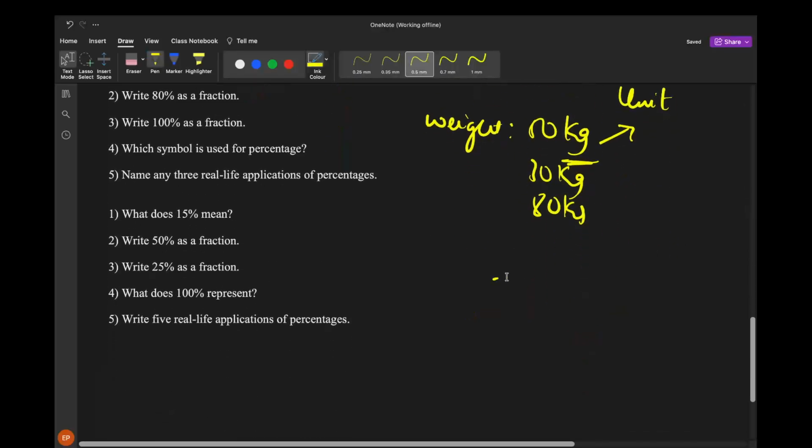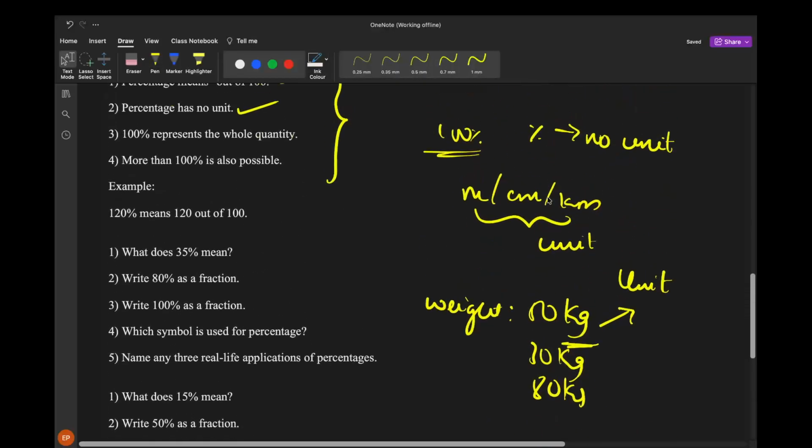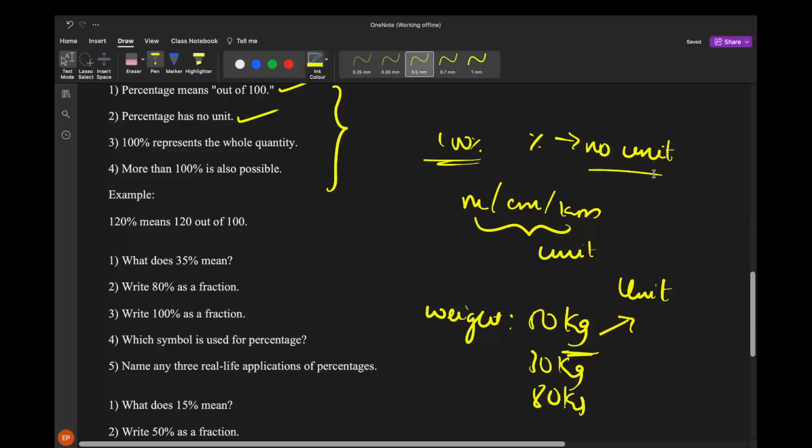If I take some other example, speed also has a unit, meter per second. I am walking 10 meter per second, like that. So basically percentage is unitless, it has no unit. There is no unit like kg, centimeter, meter, meter per second, nothing. 100% means the whole quantity, 100 out of 100. More than 100% is also possible. If anyone tells 120%, they are telling indirectly 120 out of 100.